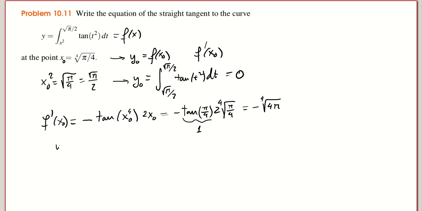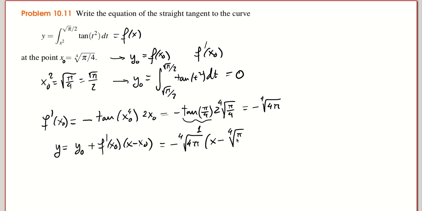So the equation of the tangent is y0 plus f prime of x0 times x minus x0. So y0 is equal to 0, and then f prime is equal to this, so minus the fourth root of 4 pi times x minus x0, which is the fourth root of pi divided by 4. Okay, this is equal to, if we multiply this by that, we get the fourth root of pi squared, minus, and then we have this, which is the fourth root of 4 pi times x.